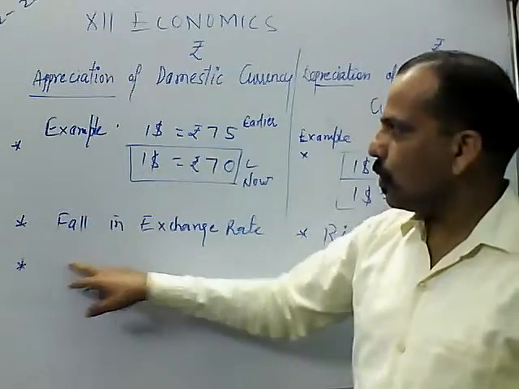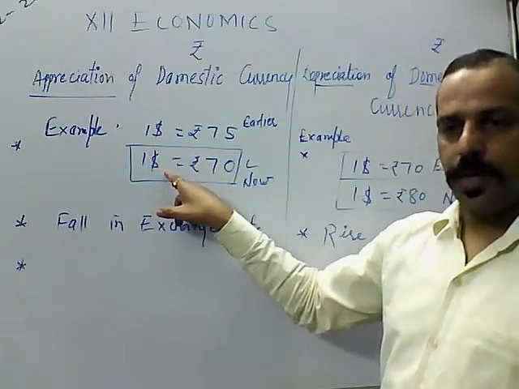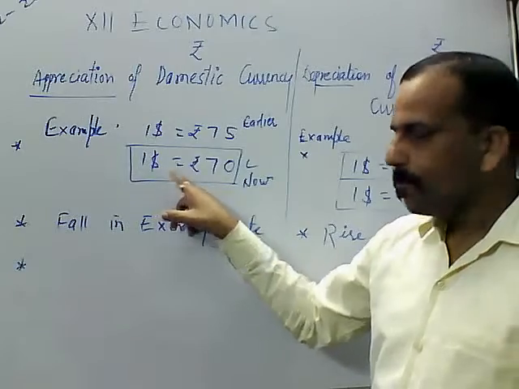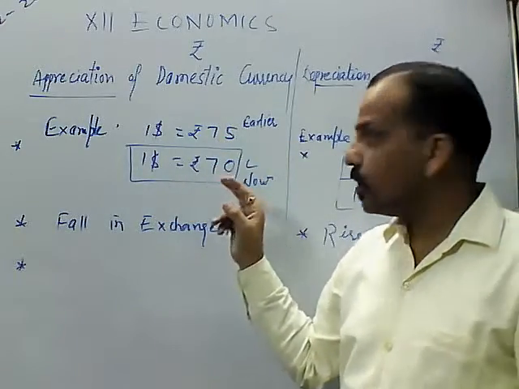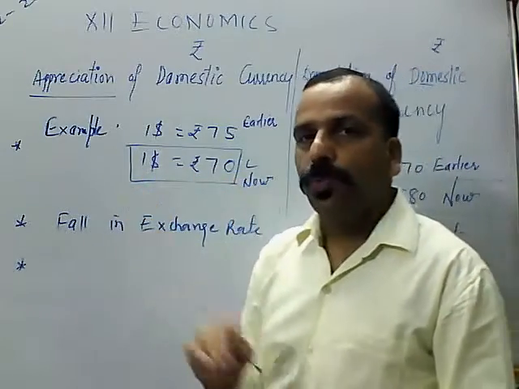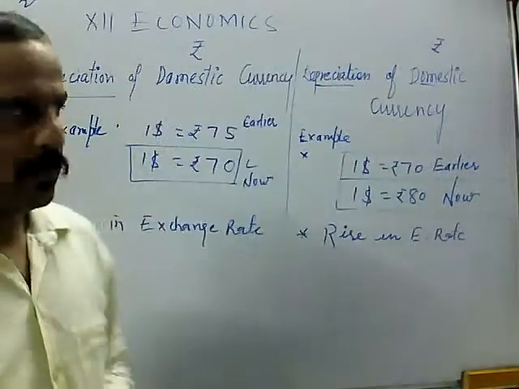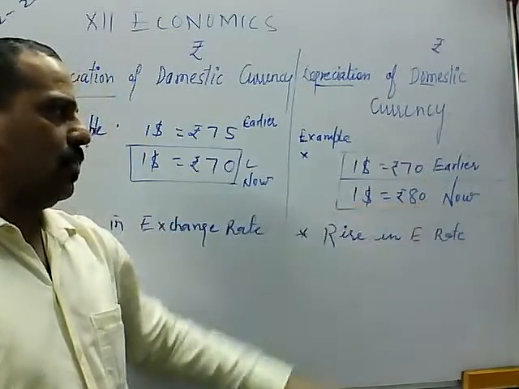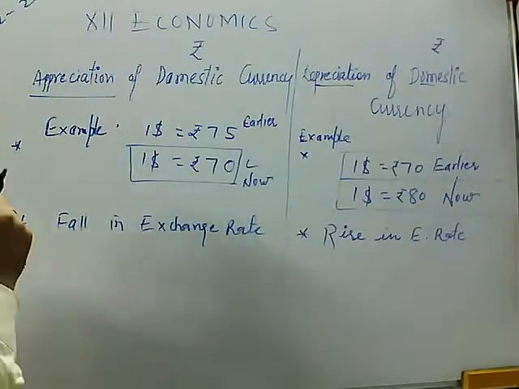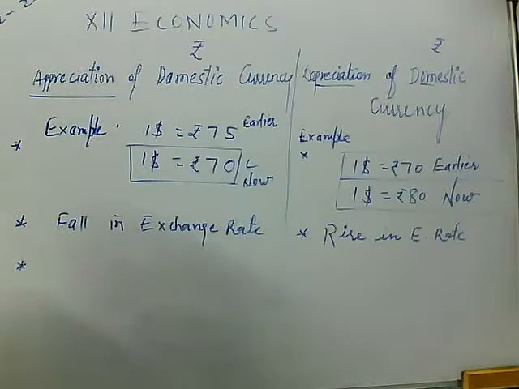Third point, don't you think less rupees are required to buy? Less rupees means earlier 75, now you are paying 70 rupees. So less rupees are required to buy the same dollar. Or here more rupees are required to buy the same dollar. Okay, 1 unit of dollar we can say. Understood?